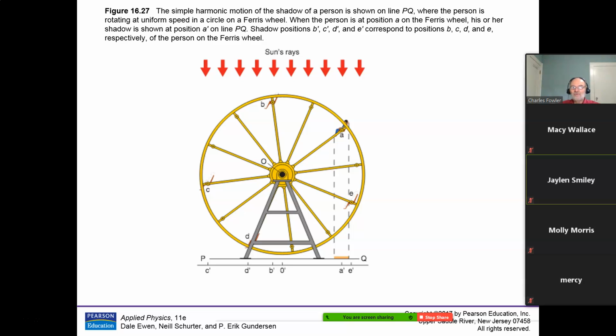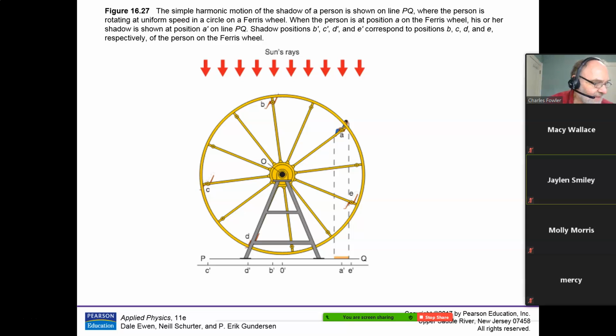But your shadow would be going back and forth like this. That's what we call simple harmonic motion, that moving back and forth. It stops at this end, picks up speed, slows down, stops, picks up speed, slows down, back and forth, back and forth, back and forth, simple harmonic motion. Kind of a weird kind of example, but doable.